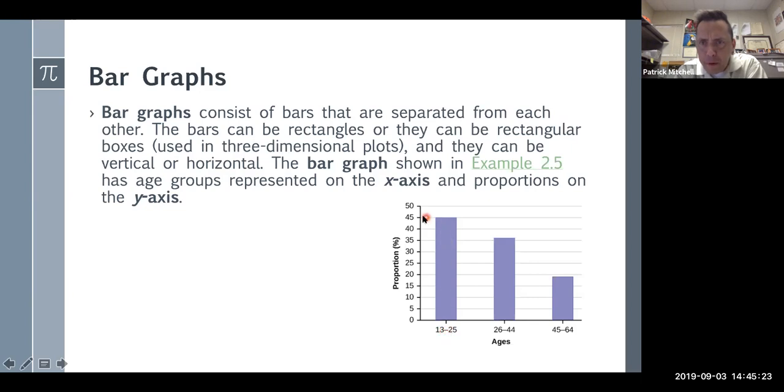So 45% of the people on a certain social media platform are 13 to 25 years old. About 36%, it looks like, are 26 to 44. And then a little less than 20%, maybe 19%, are 45 to 64. Bar graphs are really good for summarizing categorical data, especially. In this case, it's summarizing quantitative data.